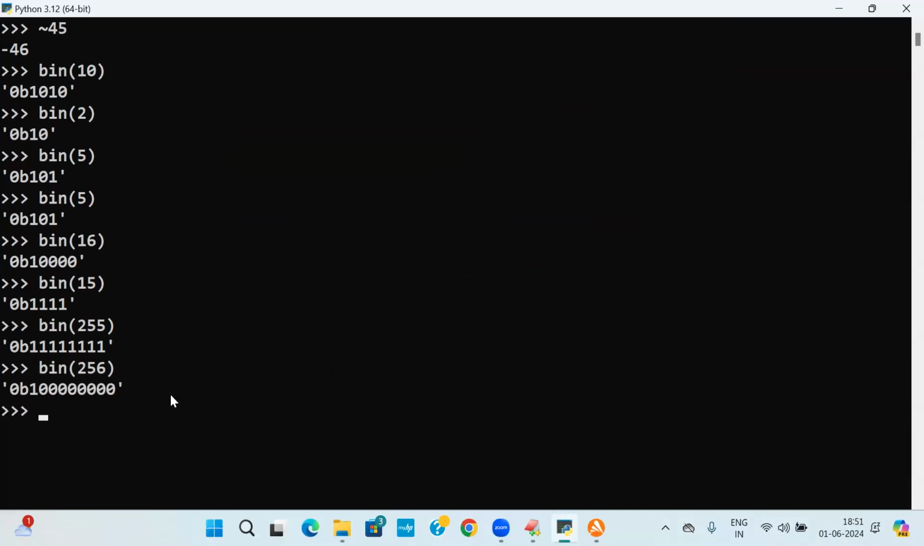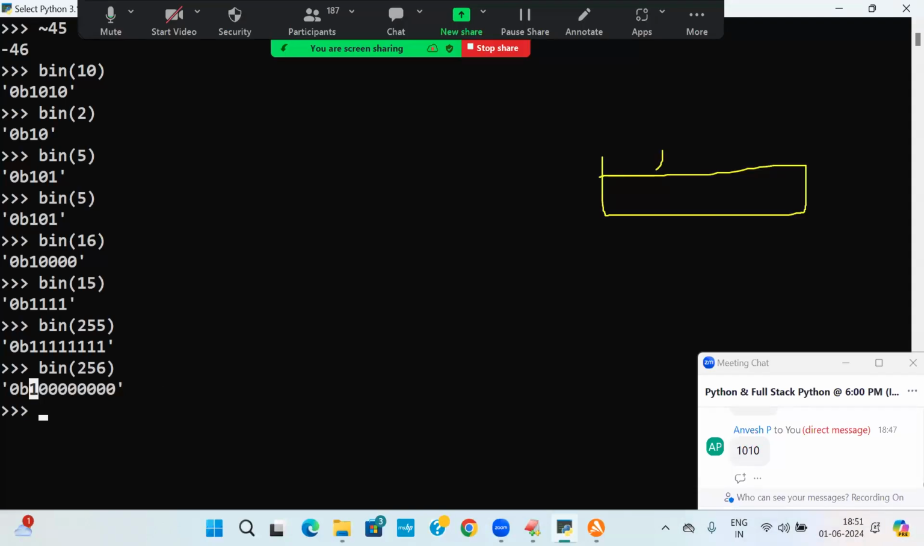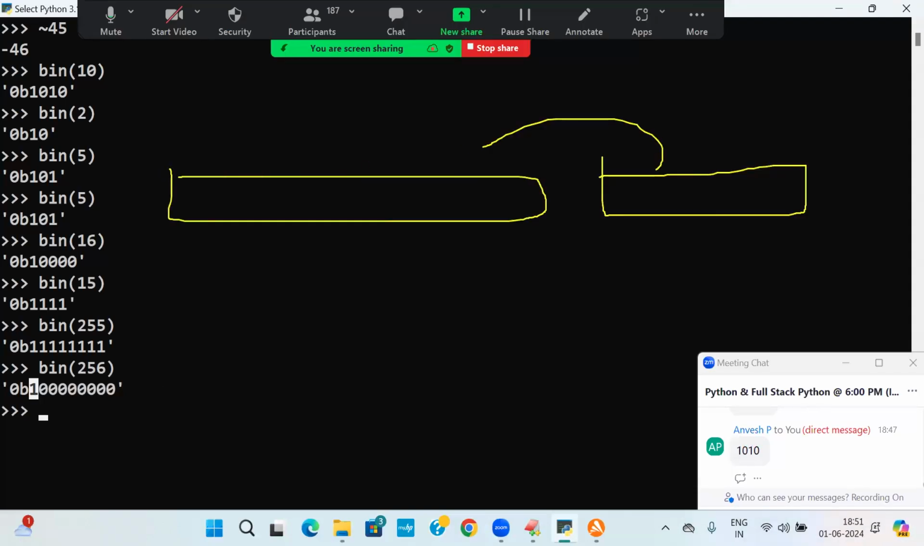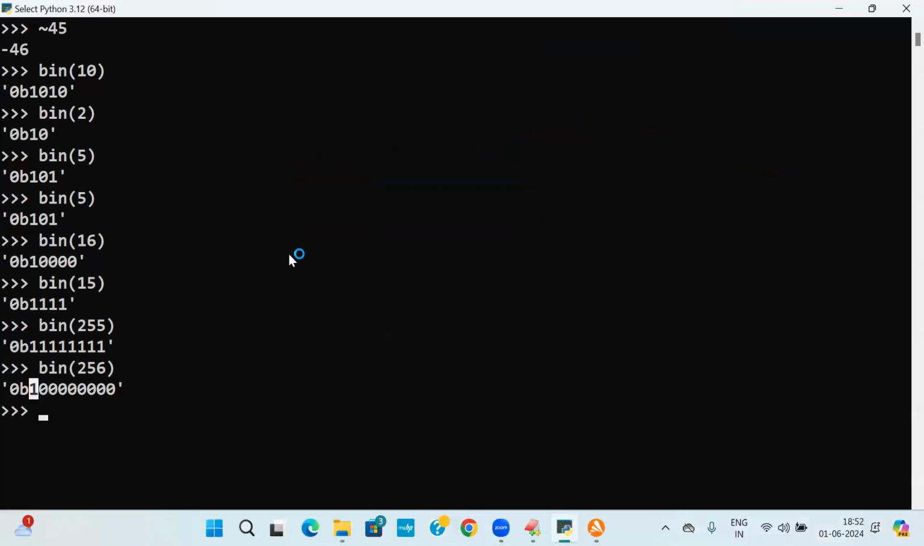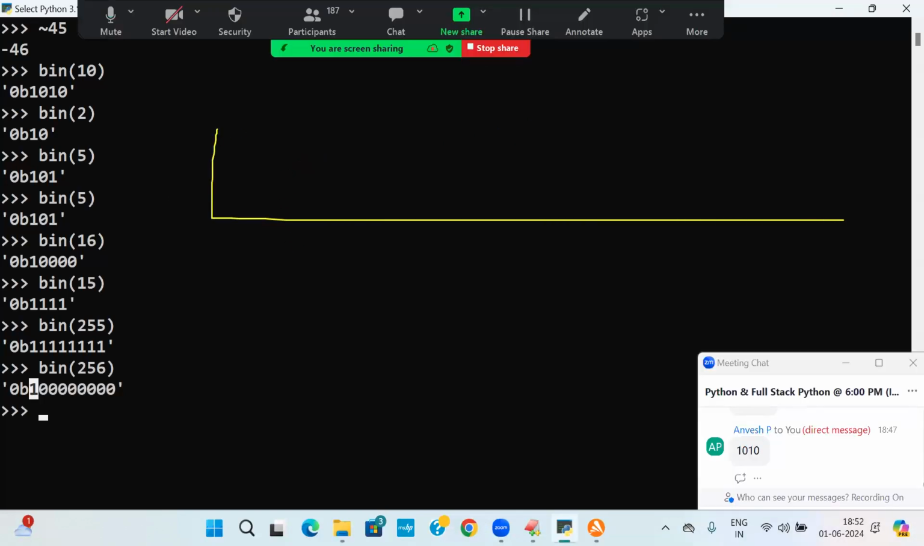What is happening here? You see 4 zeros and 4 zeros, and one extra also coming or not? That indicates the 4-bit register has become what? 8. 4 becomes 8. 8 will become what? 16. It is doubled. 4 will be represented as 8. 8 will be represented as what? 16. Are you following?